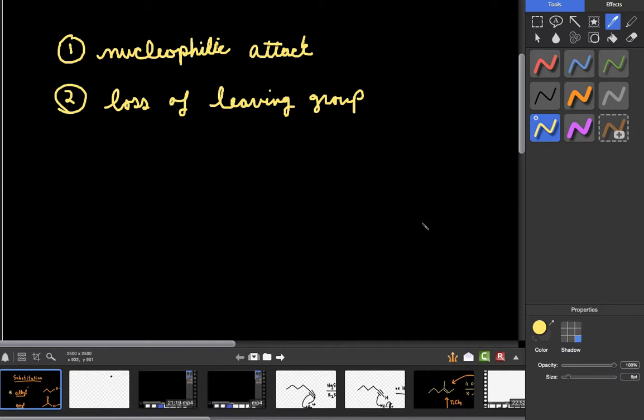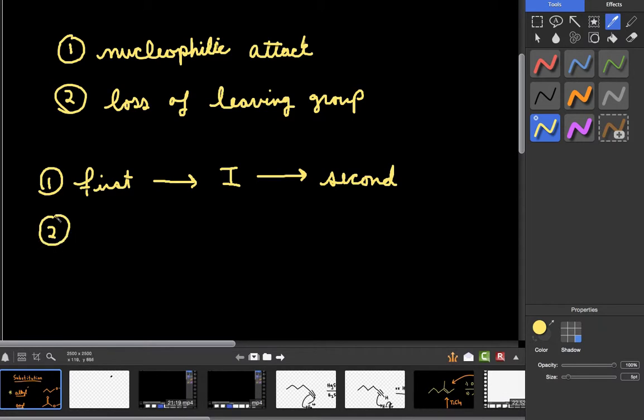Now, if you think about all the logical possibilities that these two patterns could be expressed, we could have one occurs first, which leaves us with an intermediate, and then the second pattern occurs. We could have the second occurs first, leaving us with an intermediate, and then the first occurs.